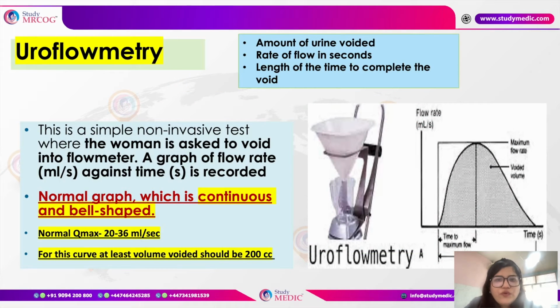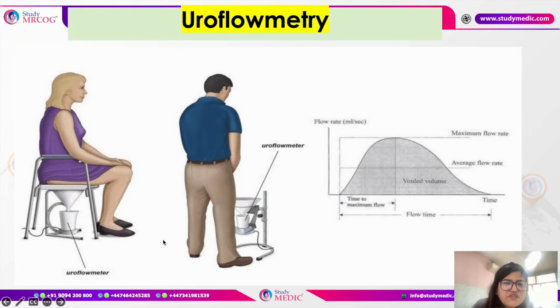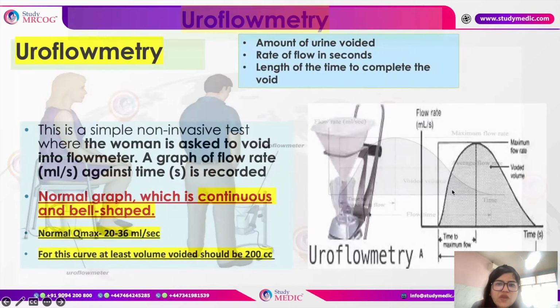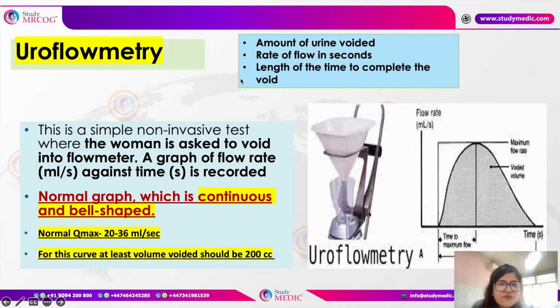Starting with uroflowmetry. How is uroflowmetry done? The patient, whether male or female, is asked to void on a machine, and you get a graph like this. It's a bell-shaped graph, and it gives you the flow rate, the time, the maximum flow rate, the average flow rate, and the area, which is the voided volume. You see how much urine is voided, the rate of flow, and the length of time to complete the void.